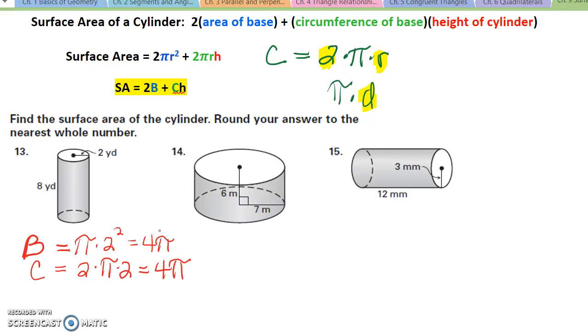So now we have both the area of the base and the circumference, and we're ready to find the surface area. Remember, in a cylinder, there are two bases, and that's why the number 2 is in your formula to represent the top and the bottom. So 2 times the area of the base, 4 pi, plus the circumference times, and hopefully you can see that this particular cylinder is 8 yards tall. So that's our height, 8.